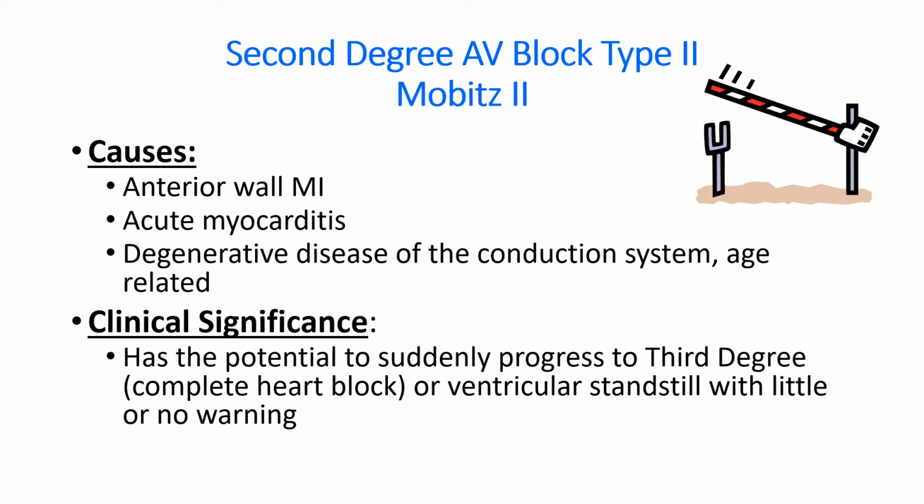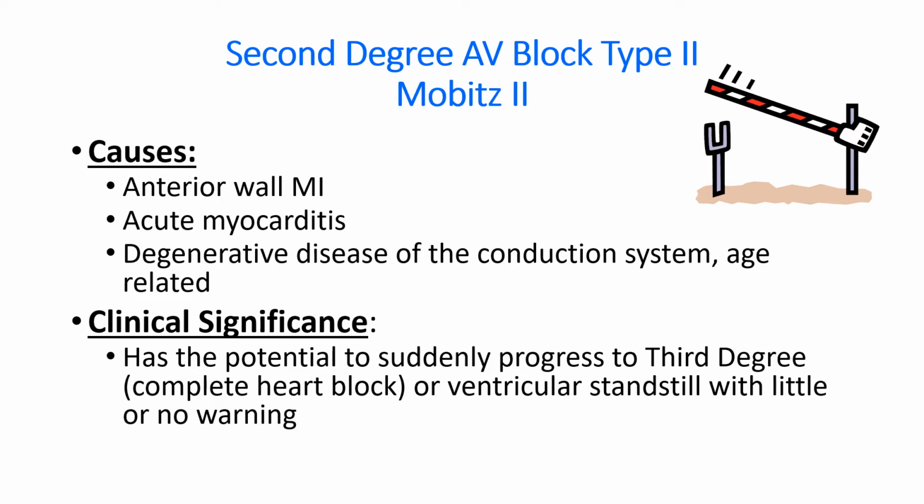The causes of second degree AV block oftentimes would be an anterior wall MI, which is a higher grade because your anterior wall is supplied by your LAD, which supplies your bundles, and you can have a block that's decreasing the impulse down the bundles of His. So that can cause it from an anterior wall MI. Other causes are acute myocarditis or degenerative disease of the conduction system, such as age-related. As we get older, our conduction system sometimes doesn't work as well, and therefore those patients would need a permanent pacemaker.